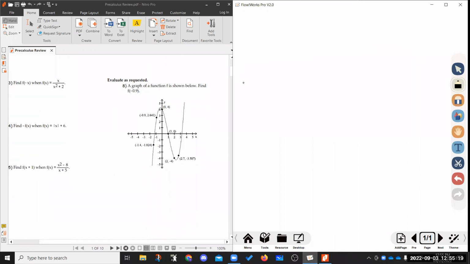Now we're going to look at some graphs and interpret them. We're going to find f of negative 0.9, negative 9/10. So it is right here. The ordered pair is right there. So f of negative 0.9 is going to be equal to 2.641. The ordered pair is on the graph right there.